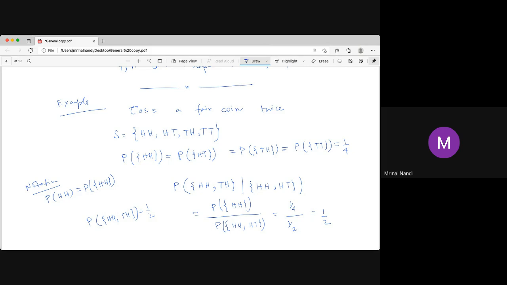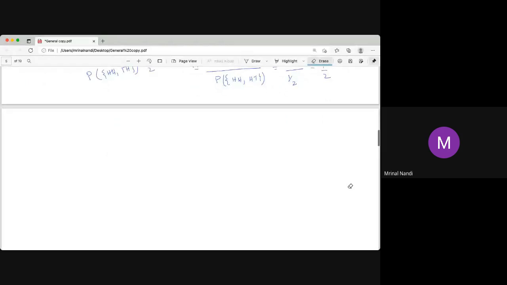That means the second toss being head and the first toss being head are independent events. The outcome of head or tail in the second toss does not depend on the first toss. The outcome of the first toss may be head or tail, but it does not affect the probability of the second toss being head. It is also true for tail: the second toss being tail is independent of the first toss being head, and of the first toss being tail.